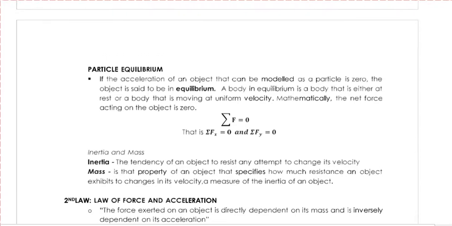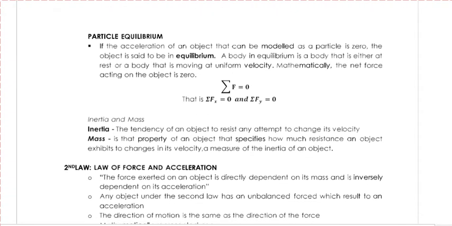So we have to consider what is inertia and mass. Inertia is the tendency of our object to resist any attempt to change its velocity. Mass, we know, is the property of an object that specifies how much resistance an object exhibits to change in its velocity. So the measure of inertia of an object is what we consider as mass.